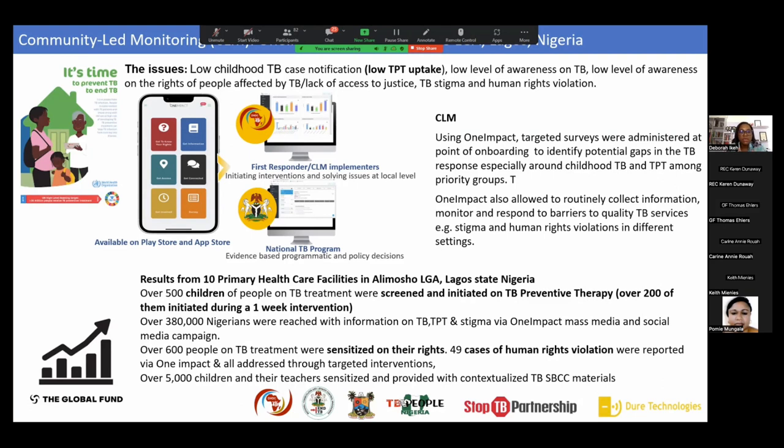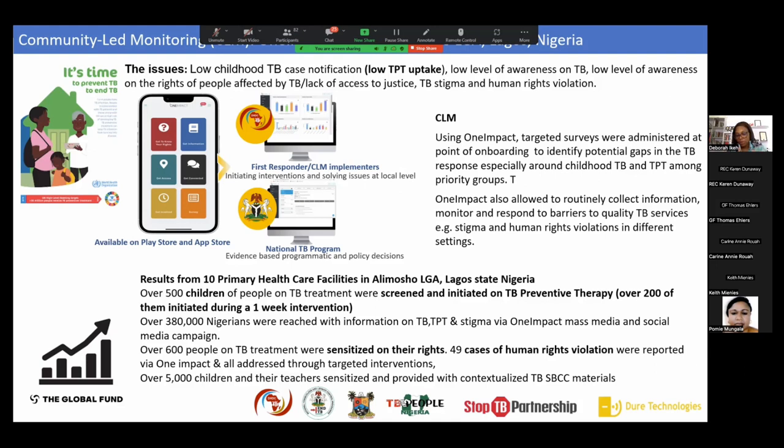And the results that we found from the pilot of this innovation in 10 primary healthcare facilities in Alimosho local government area of Lagos State are the fact that we were able to screen and initiate over 500 children on TB preventive therapy. And it's interesting to know that over 200 of them were initiated during a 1-week intervention.